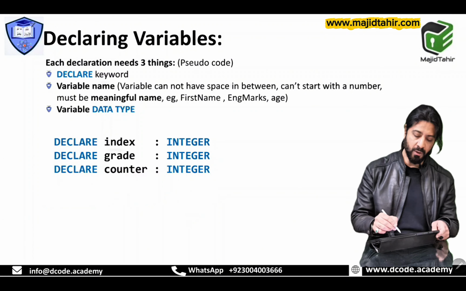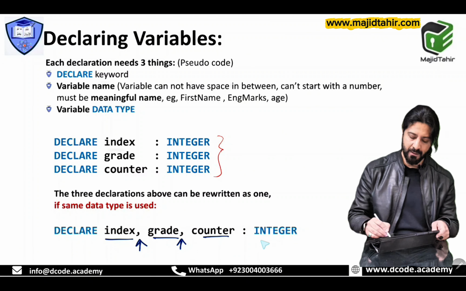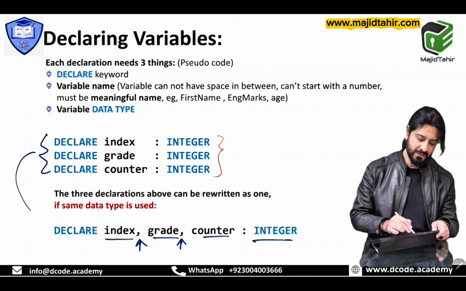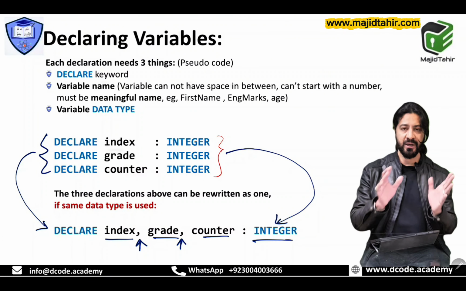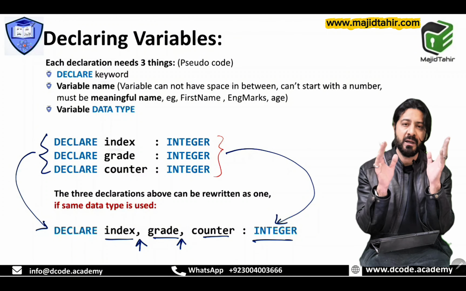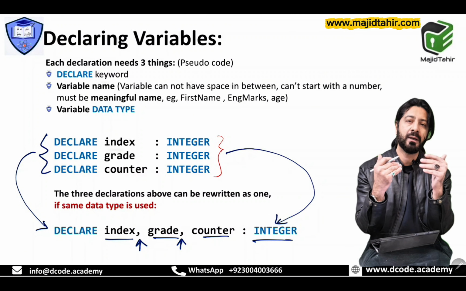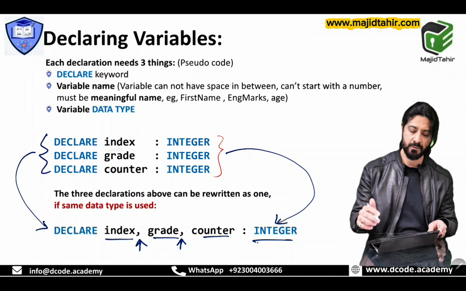If you have all three variables of the same data type, you can declare them in a single line like this. For example, declare index, grade, counter. You can separate them with a comma, and then integer. So all these three variables can be declared in a single line if they have the same data type. If the data type is different, then you have to declare them separately. But if the data type is the same, then you can declare them in the same line, separated by a comma, and then giving a data type.